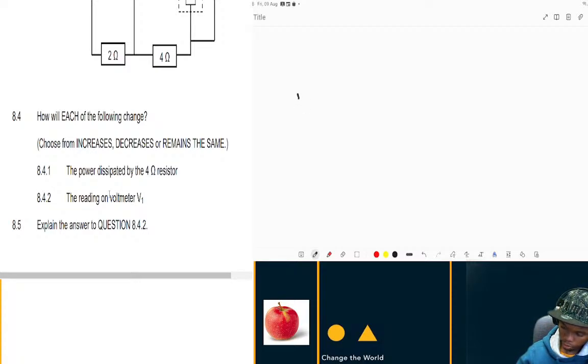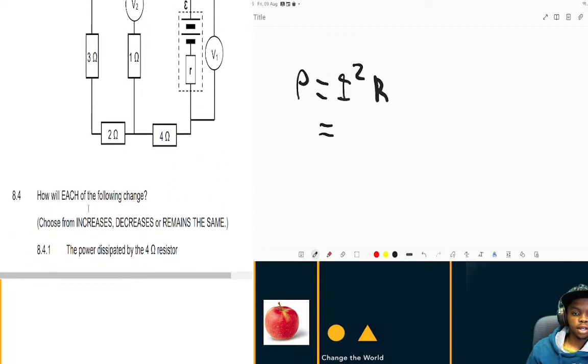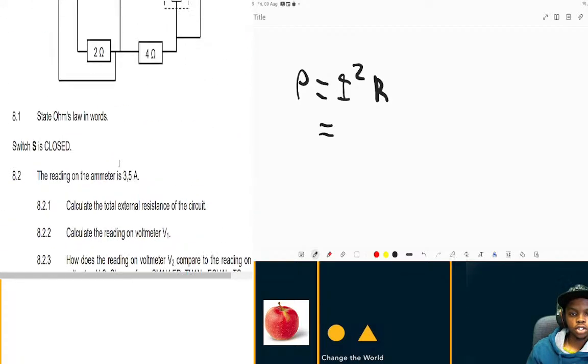Let's write the formula for power. We have power is equal to, let's find one with resistance on it. So that means I squared times resistance. This formula, you have it on your formula sheet. So we have this. Let's calculate it before everything changed.